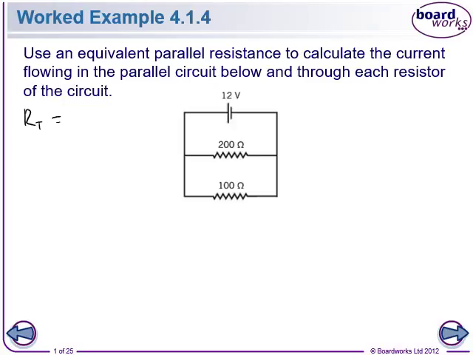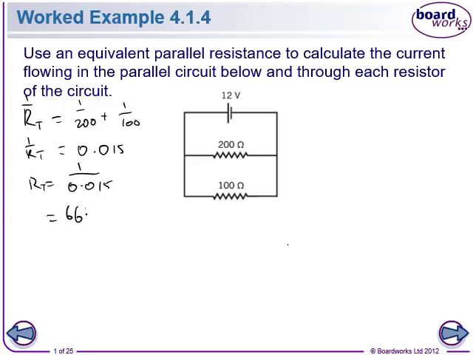So our equivalent resistance, 1 over RT, is 1 over 200 plus 1 over 100, which is 0.015. It's 1 over RT. So RT is going to be equal to 1 over 0.015. So that has an equivalent resistance of 66.67. Okay, so our total circuit has an equivalent resistance of 66.67 ohms.